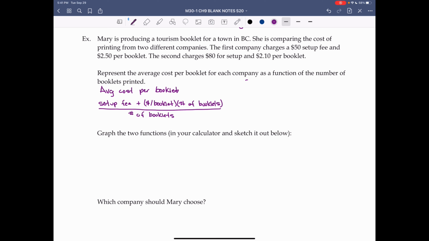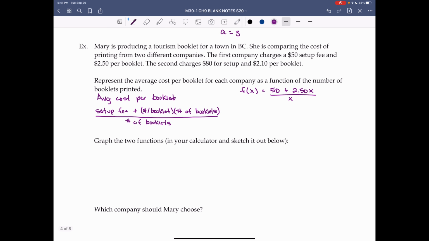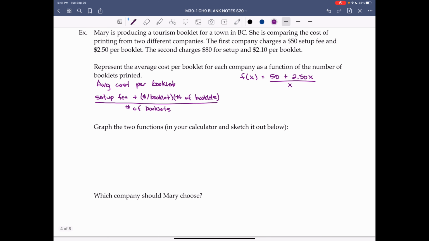This would give us f of x equals, the first one is $50 setup fee plus $2.50 per booklet, so we'll call the booklets x, divided by the number of booklets again, which is x. Our second function to represent the other company, their setup fee is $80 plus $2.10 per booklet times the number of booklets divided by the number of booklets. So those are our two functions to represent the two different businesses.